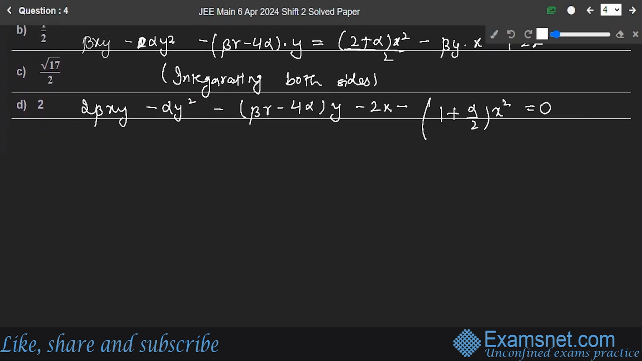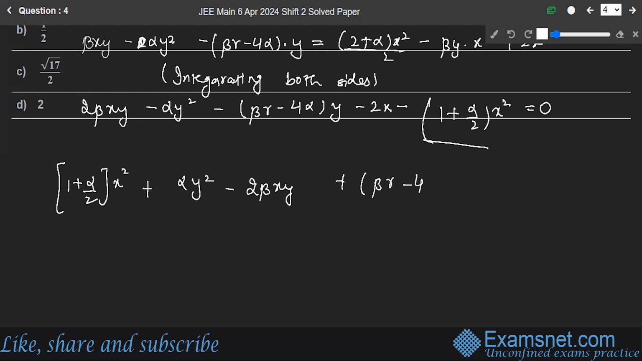Okay, I think this is it. Okay, let's multiply both the sides by minus 1 and bring this equation in the equation of the circle form. So this will be 1 plus alpha by 2 x square plus alpha y square minus 2 beta xy plus beta gamma 4 alpha into y plus 2x is equal to 0. Right, hope you're clear till this.